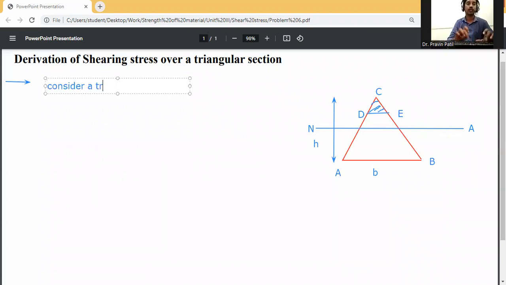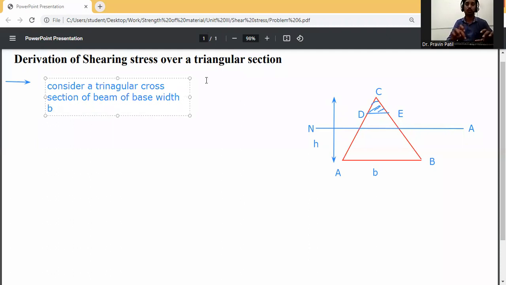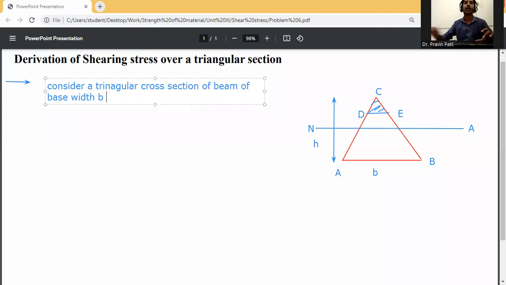Consider a triangular cross section of beam, of base width small b and height h.